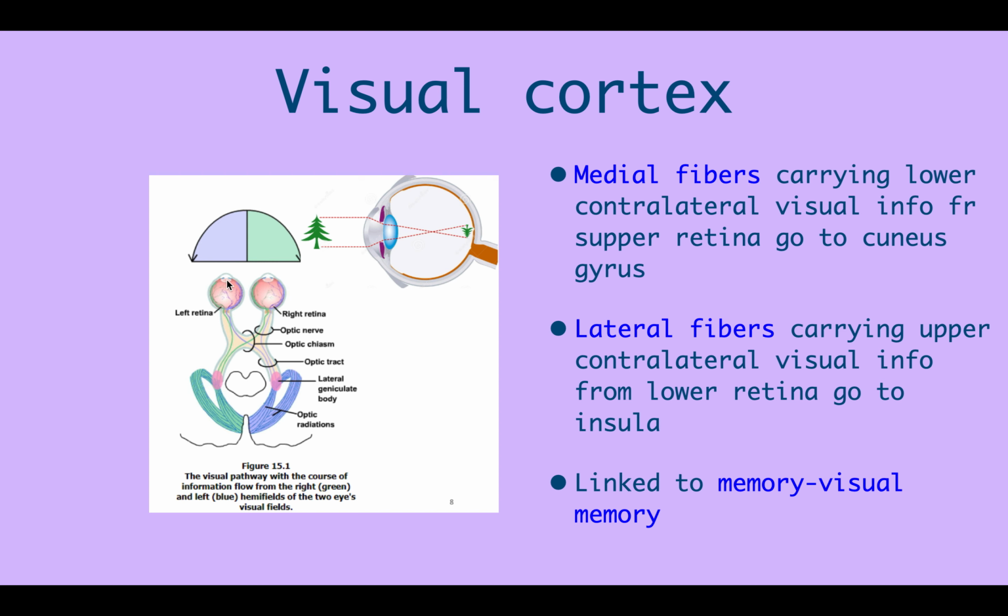The lateral fibers, on the other hand, will carry the upper contralateral information, and that will come from the lower retina, and that will go into the insula. So the lateral fibers are going to carry the information from the upper field of vision, talking about the same eye, the right eye. So it's going to cross and then hit the lower retina. So all of this is going to be linked to the memory, because this is how we store visual memory in the cortex. This is where the interpretation occurs.